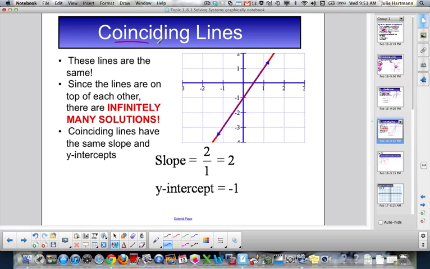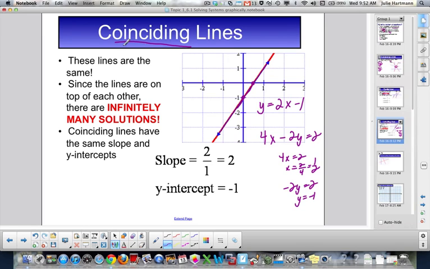And finally, if you have coinciding lines, that means when you graph, they're the same graph. For example, if you had y equals 2x minus 1, negative 1 y-intercept, slope is 2, so up 2 over 1, that's that line. The second line, say you have 4x minus 2y equals 2. For the x-intercept, y equals 0, so 4x equals 2, x equals 2/4, or 1/2, so the x-intercept is 1/2. For the y-intercept, x equals 0, so negative 2y equals 2, so y equals negative 1. Negative 1, that is the same line.